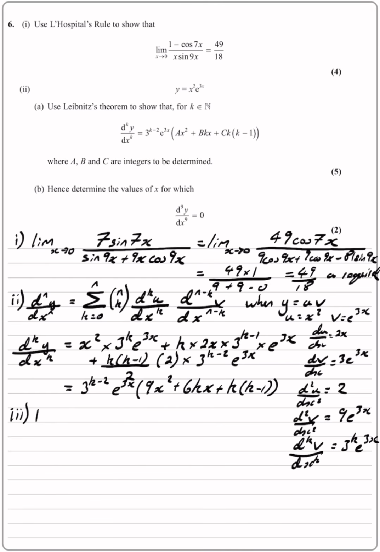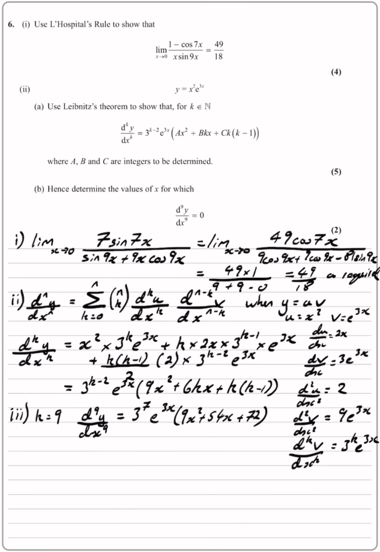For part B, we can use that to find the solutions to the ninth derivative being equal to 0. Well, that happens when k is 9. So we can use our theorem above. Plug k equals 9 into it. We get the 9th differential will be equal to 3 to the power 7 e to the 3x, lots of 9x squared plus 54x plus 72.